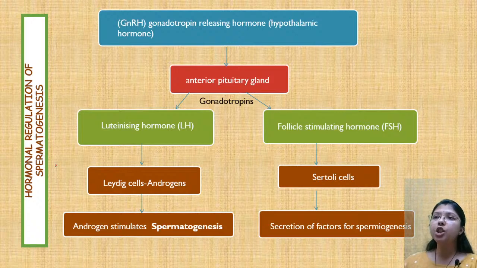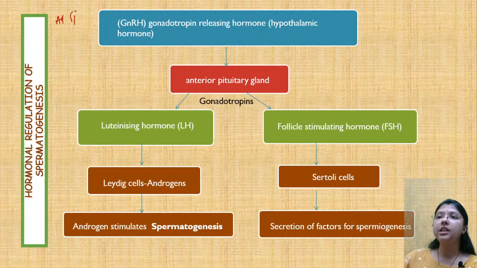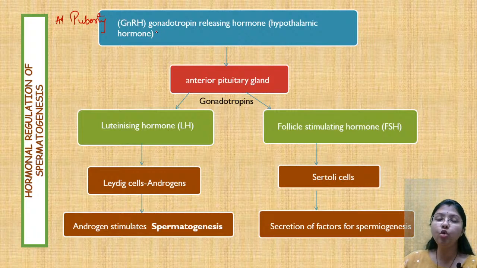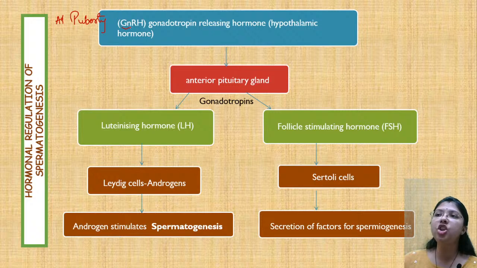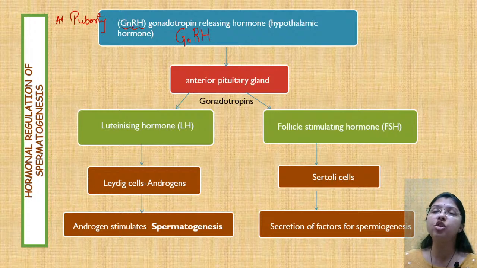So at puberty, okay, I'm writing it here. At puberty, the hypothalamus, you know what is hypothalamus, right? It's a controlling center of the brain. So the hypothalamus releases a hormone called GnRH. ध्यान से देखिए आप लोगों ने, मैंने GnRH कैसे लिखा है? G is capital, N is small, R and H both are capital. It is written as GnRH.